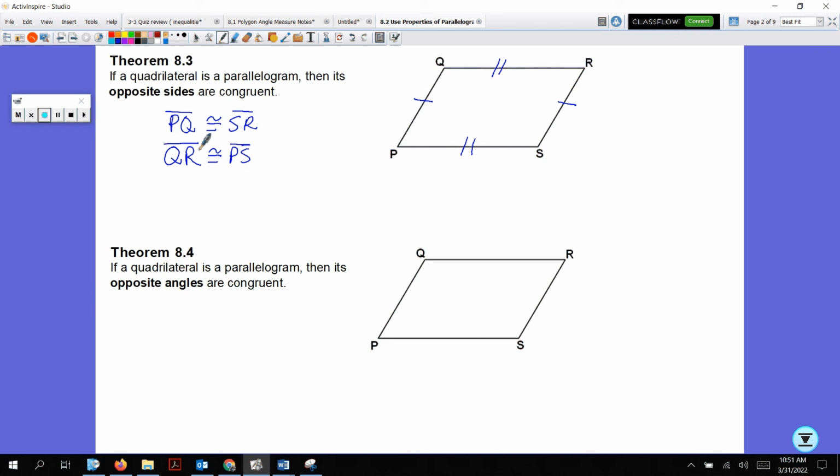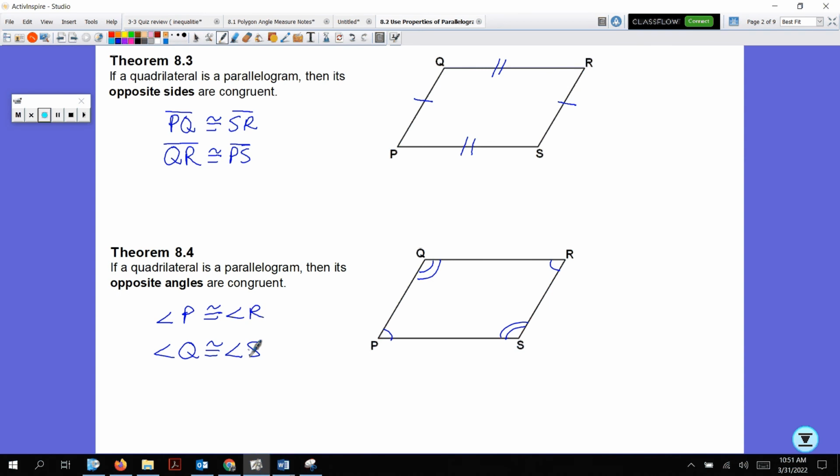All right, theorem 8.4 says if a quadrilateral is a parallelogram, then its opposite angles are congruent. So that would mean angle P is congruent to angle R, and angle Q is congruent to angle S. Remember, congruency just means they are equal in size. All right, those are fun little facts.